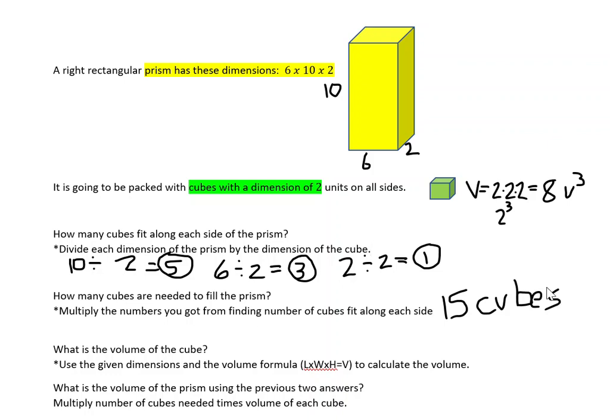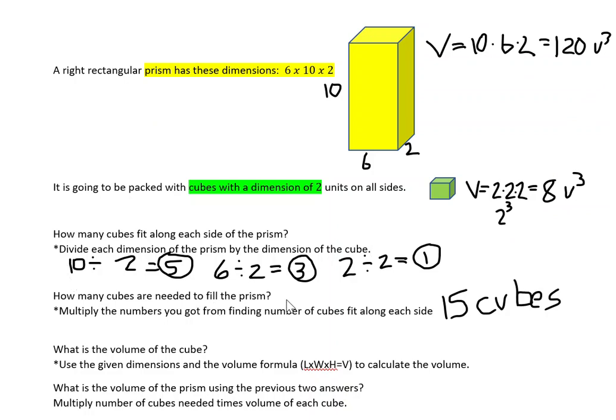All right, now what's another way I could figure out the volume of the shipping box regardless of the cubes? Well, of course, I could use the formula. Volume is equal to length times width times height. So 10 times 6 times 2 would give me the volume of this shipping box. 10 times 6 is 60, 60 times 2 is 120. So we see that 120 units cubed is the total volume of the box. And we can also get that answer by doing 15 cubes that have a volume of 8. 15 times 8 is equal to 120.